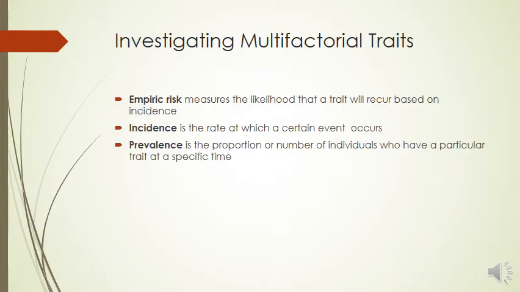In order to investigate and predict the chance that a polygenic multifactorial trait will occur in a particular individual, geneticists use empiric risk, which is based on the incidence in a specific population. Incidence is the rate at which a certain event occurs, such as the number of new cases of a disease diagnosed per year in a population of a known size. And prevalence is the proportion or number of individuals in a population who have a particular disease at a specific time, such as during 1 year.